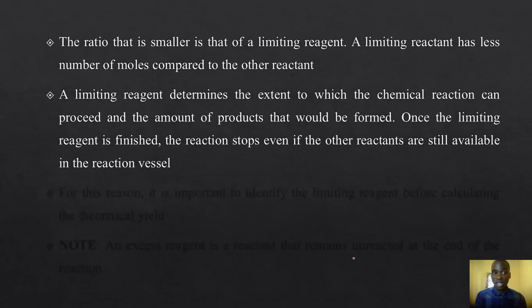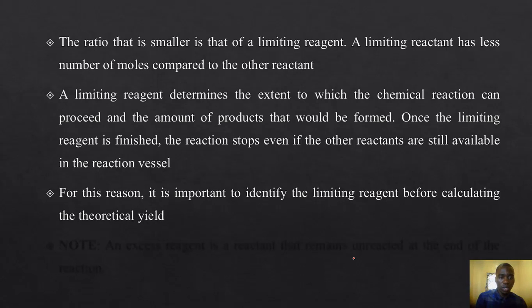Now please take note of this foundation that we are laying before we can dive into the calculations. A limiting reactant determines the extent to which the chemical reaction can proceed and the amount of product that will be formed. Once the limiting reagent is finished, the reaction stops. Like I was saying, once you are cooking nshima and you have less meal, a big pot, and a lot of water, once meal finishes, you can no longer cook nshima, but you're only going to have porridge of some sort. So the one that determines how much product is formed is actually the limiting reactant.